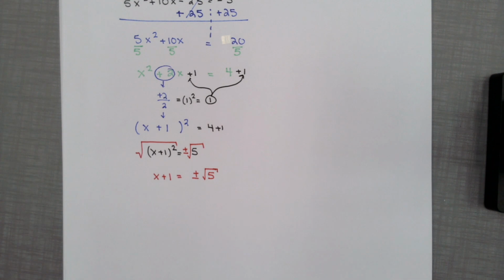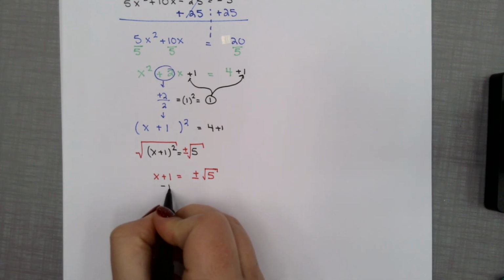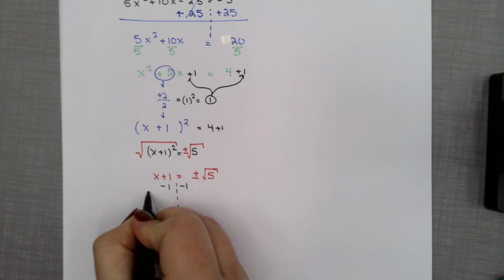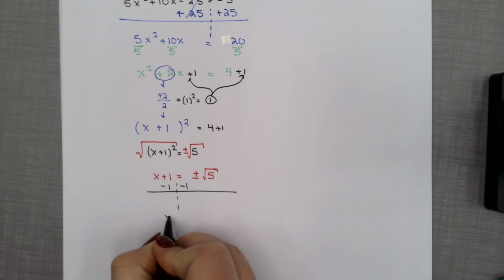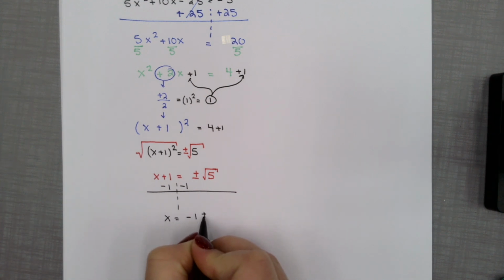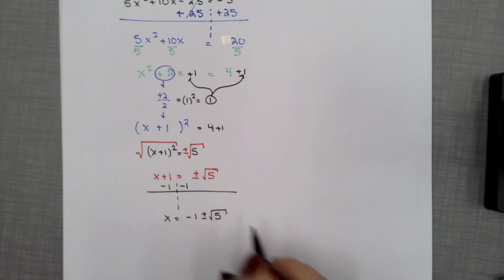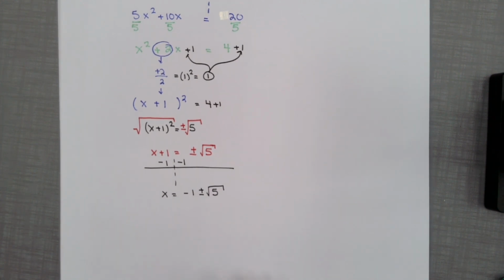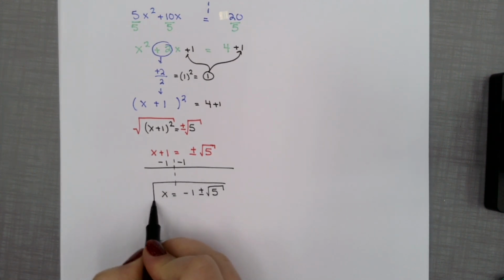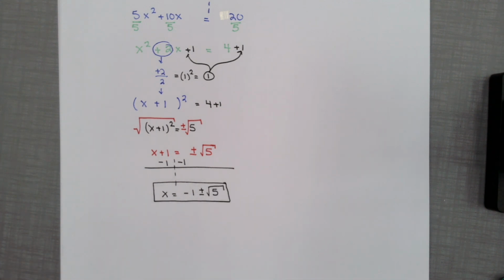So we're going to do one last step, and that is subtract 1. Subtract 1, and we're going to write that 1 on the outside of the radical because 5 is inside a house, 1 is not. So we cannot combine them. And this is our answers. These are our answers.